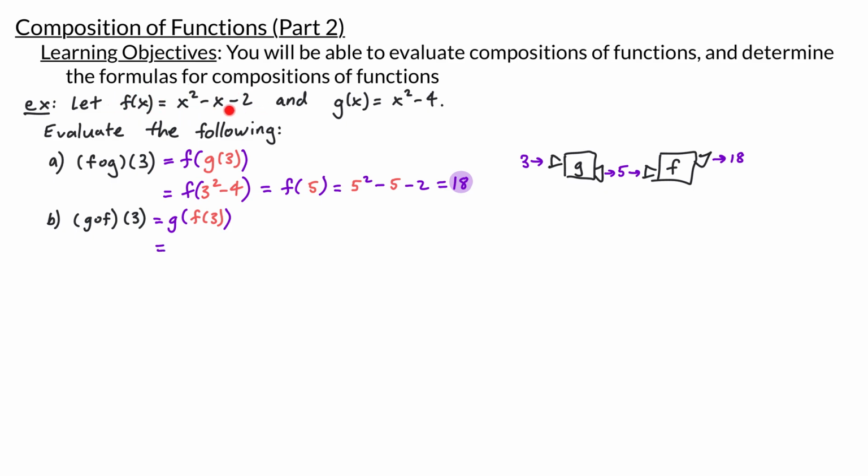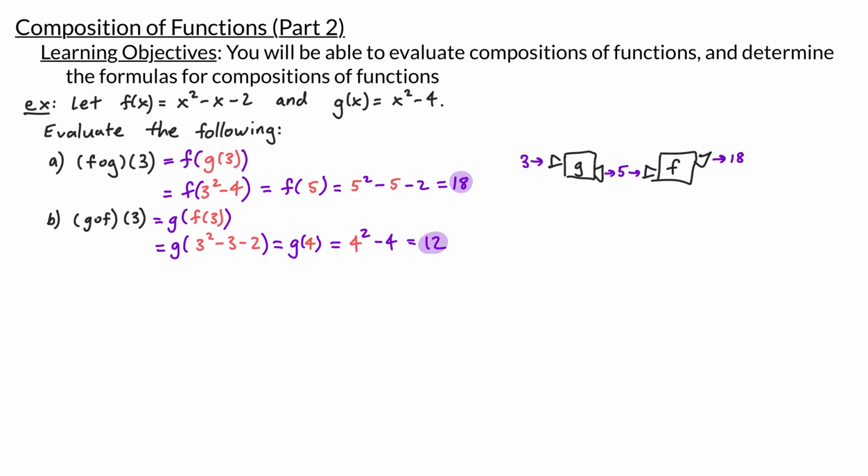Since f of x is x squared minus x minus 2, f of 3 would be 3 squared minus 3 minus 2. And what we want to do is take this output and plug it into our g function. But first, let's simplify. What is 3 squared minus 3 minus 2? That's 9 minus 3 minus 2, which leaves us with 4. So we're actually computing here g of 4. Now, since g of x is x squared minus 4, g of 4 would be 4 squared minus 4, which is 16 minus 4, or 12. So g composed with f of 3 is 12.